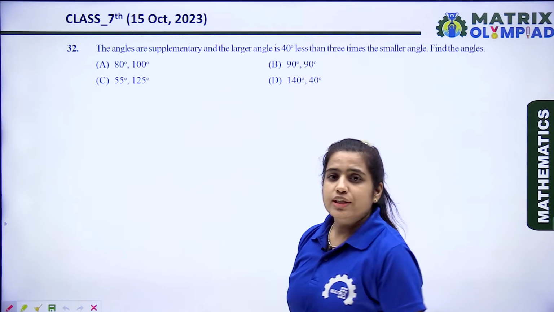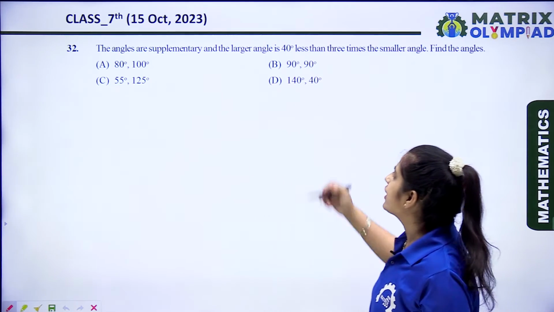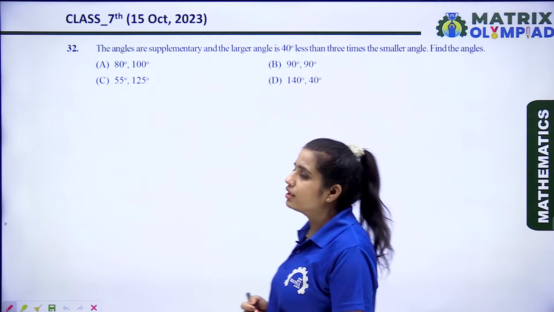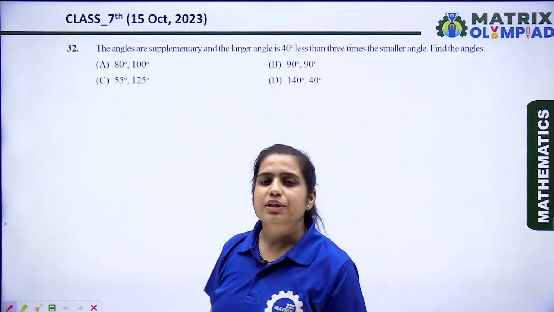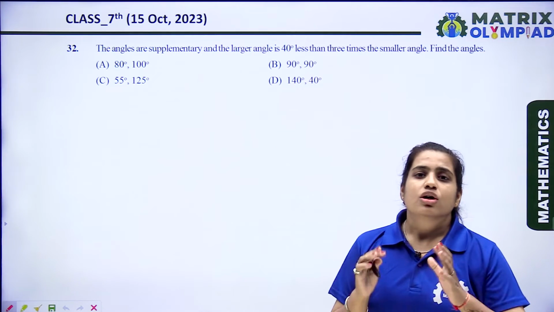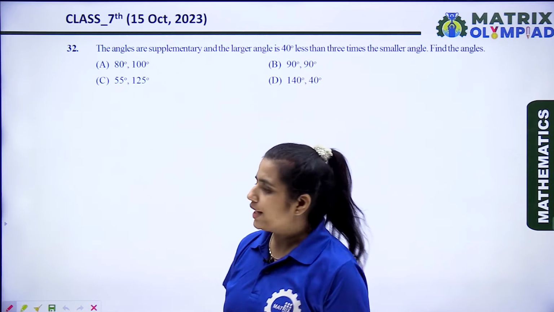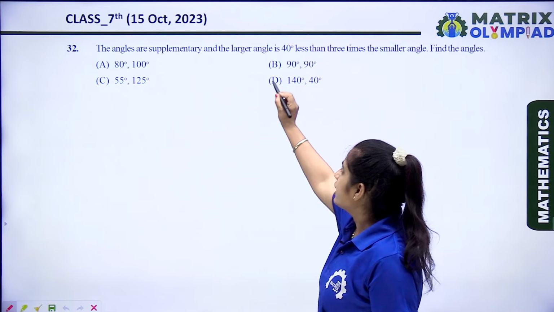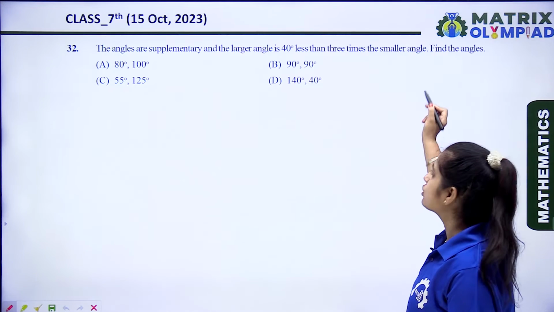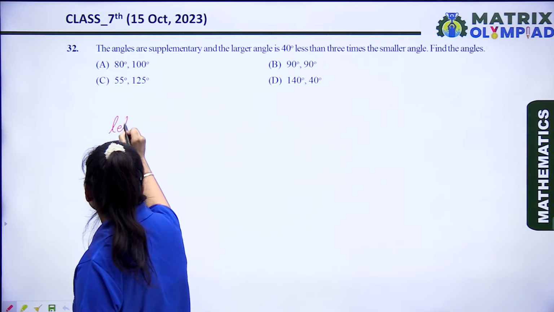Now the next question is question number 32. The angles are supplementary and the larger angle is 40 degree less than 3 times the smaller angle. Find the angles. हमारे angles बता रखे हैं, supplementary angles हैं. Supplementary angles are the angles in which sum of two angles is equal to 180 degree. अब ये कहता है कि larger angle क्या है, 40 degree less than 3 times the smaller angle. So let the smaller angle be x.